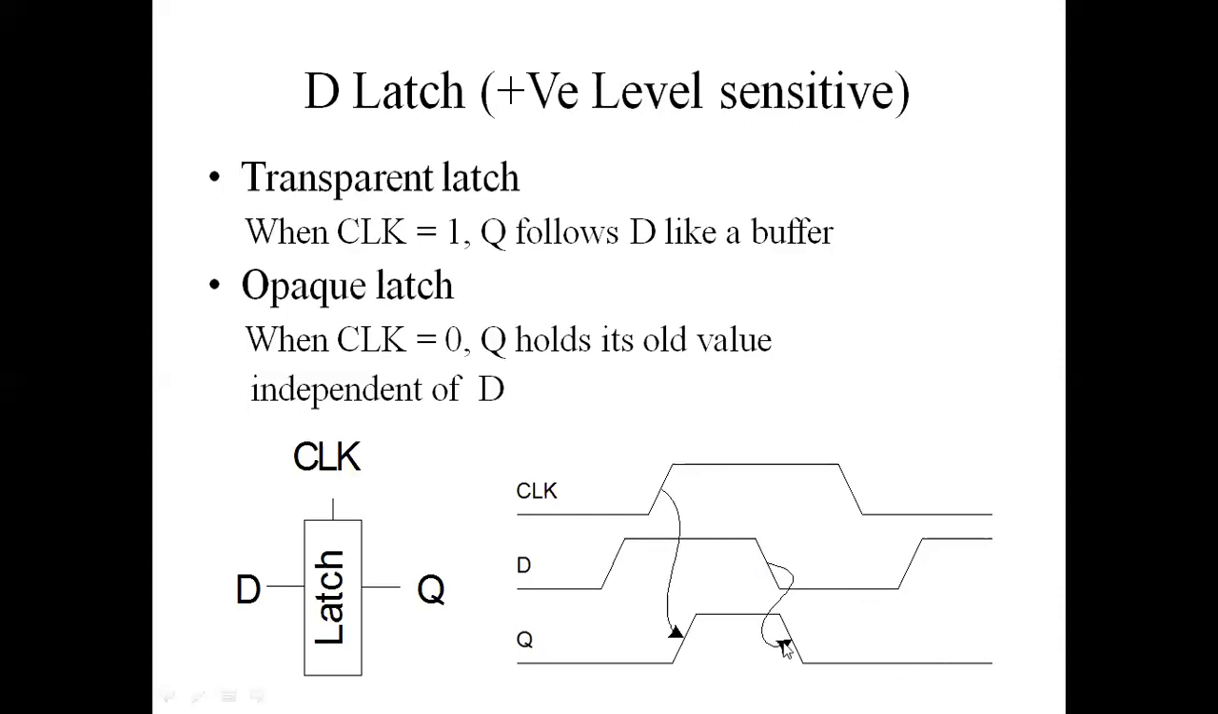Means previously the value of Q, because of the changes of D, went from 1 to 0, so it was 0. So when the clock becomes 0, it is holding the value of the previous condition, that is Q is maintaining as equal to 0. Means when clock equals 1, Q is following D as it is, but when clock equals 0, Q is holding its old value independent of the variations in the D value.